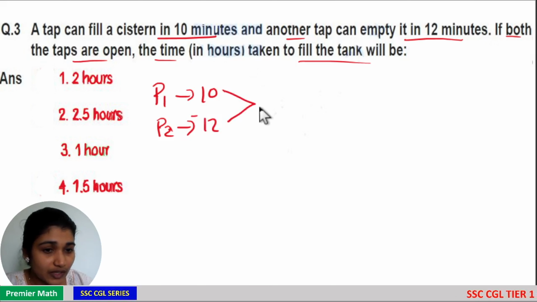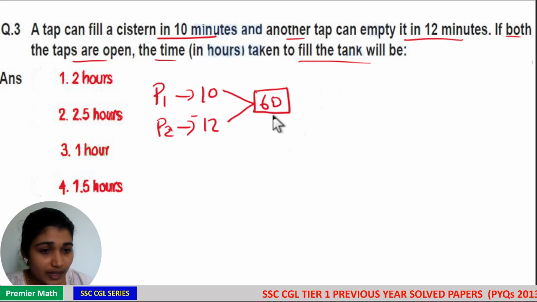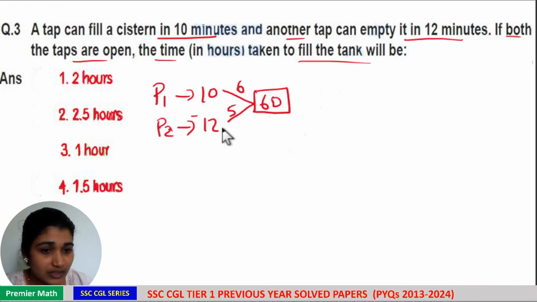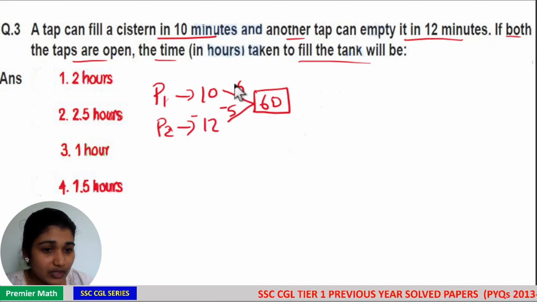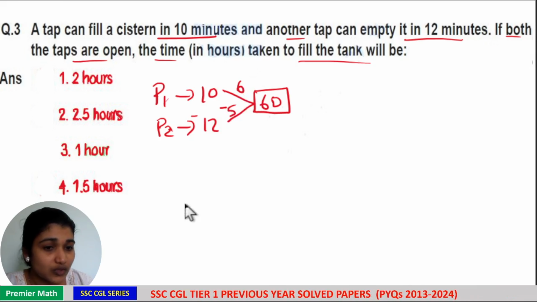Take the LCM of 10 and 12, which is 60. So total work or total capacity of the tank is 60 units. Now 10 goes 6 times in 60, 12 goes 5 times in 60. Now this is an emptying pipe. That is, efficiency of pipe 2 is minus 5, means it empties 5 units per minute. And efficiency of pipe 1 is 6 units, means it fills 6 units per minute.